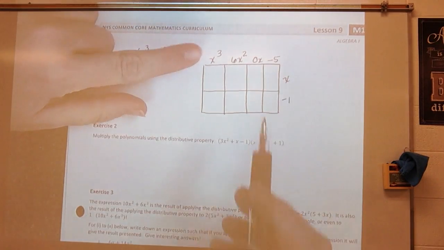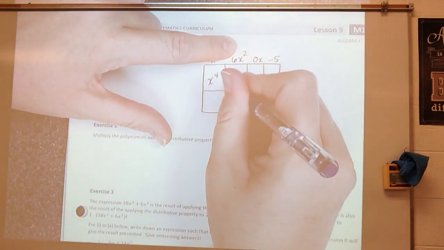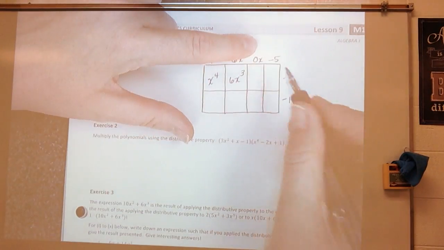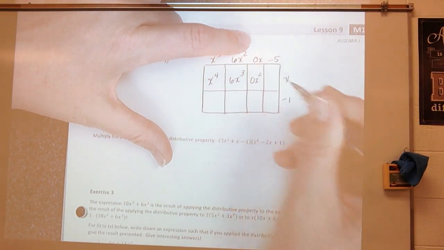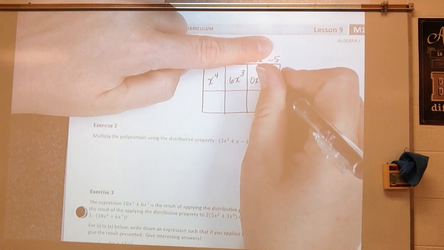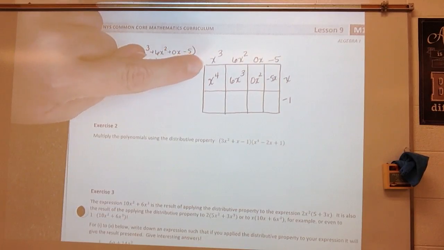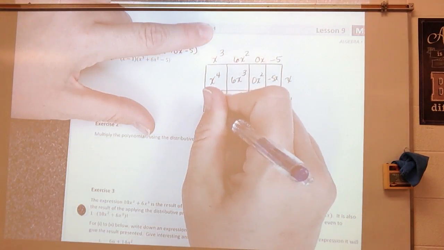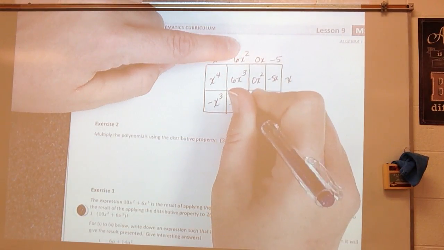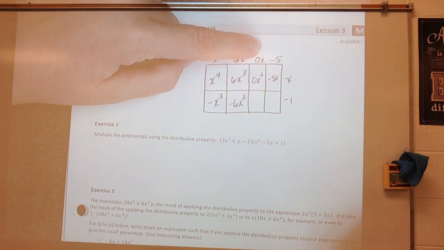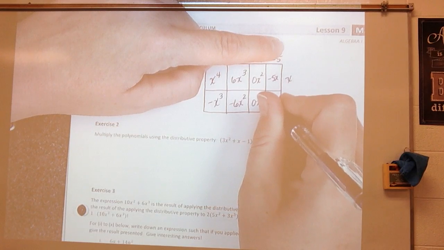All right, multiply. X cubed times x is x to the 4th. 6x squared times x is 6x cubed. 0x times x is 0x squared. And negative 5 times x is negative 5x. All right? X cubed times negative 1 is negative x cubed. 6x squared times negative 1 is negative 6x squared. 0x times negative 1 is 0x. And negative 5 times negative 1 is 5.